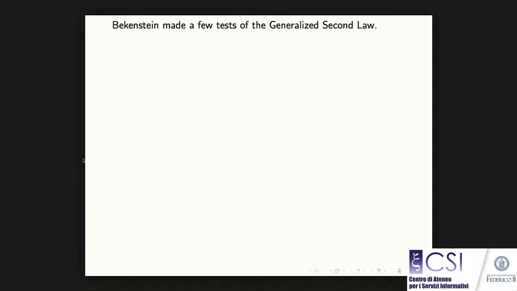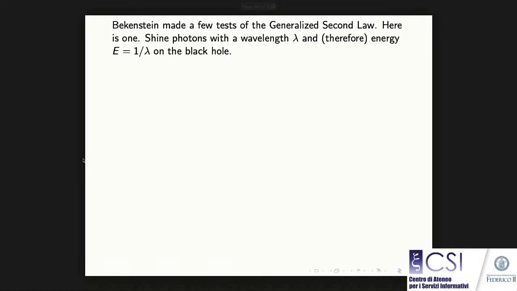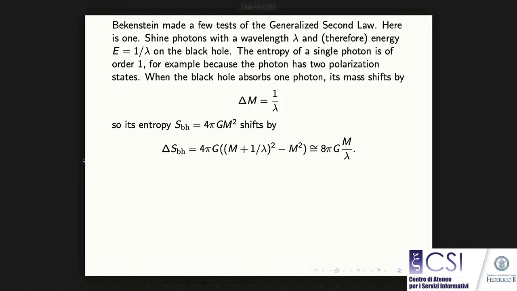Now, Bekenstein made a few tests of the generalized second law, which said that the generalized entropy should always go up. Here's one, perhaps the most significant one. Shine photons with wavelength lambda, and therefore energy 1 over lambda, on the black hole. The entropy of a single photon is of order 1, for example, because it has 2 polarization states. When the black hole absorbs 1 photon, its mass shifts by 1 over lambda.